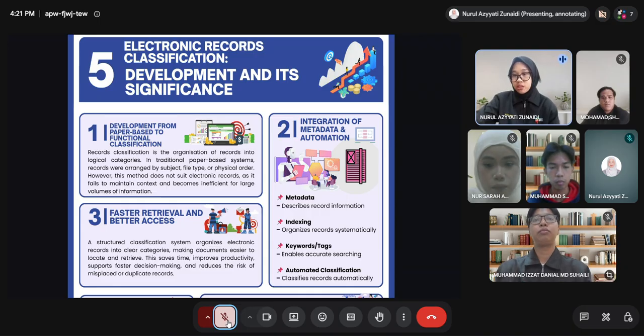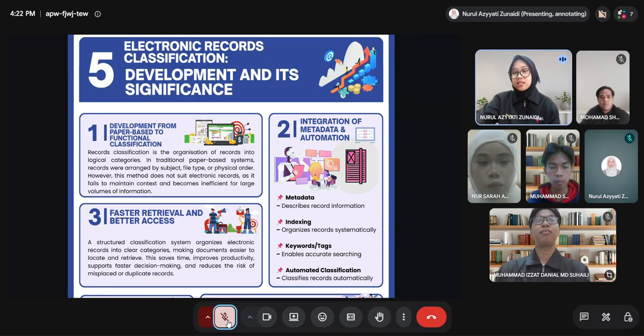Next, there are keywords, also known as tags. Keywords describe the content of a record and help users search for the right record quickly and accurately. And the last one is automated classification. This uses computer systems or AI to classify records automatically, reducing the manual work, saving time, and minimizing human errors. By combining metadata, indexing, keywords, and automation, organizations can organize their records more efficiently, retrieve information faster, and improve the accuracy of records management.